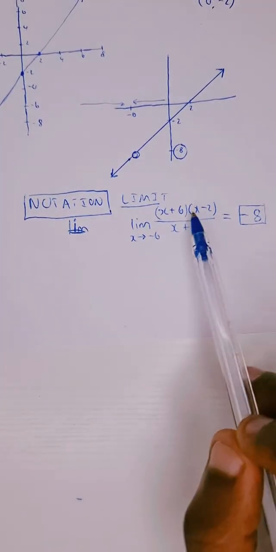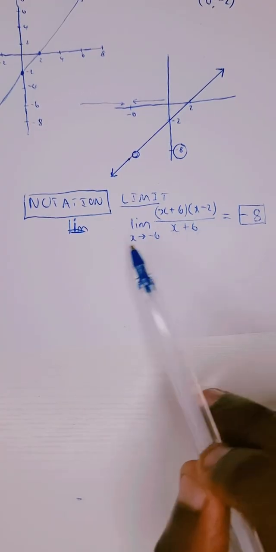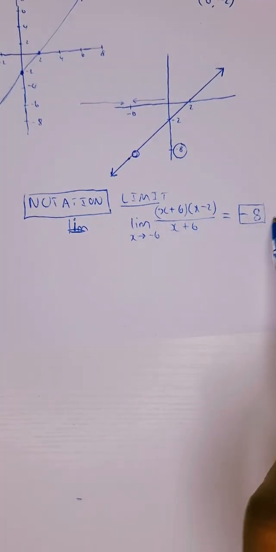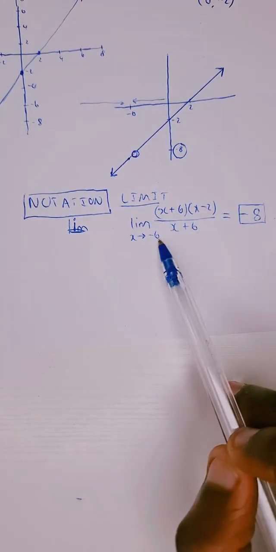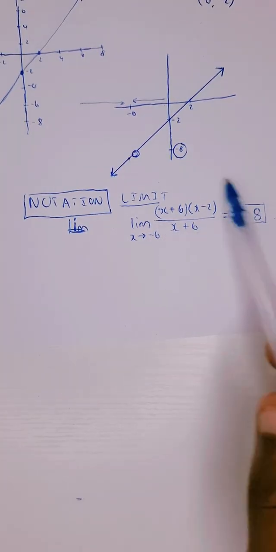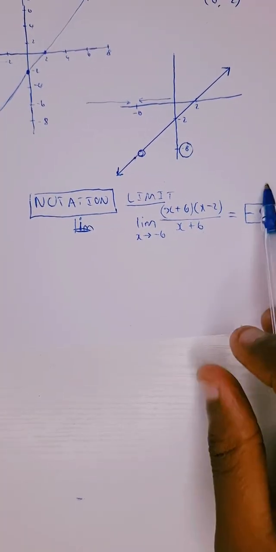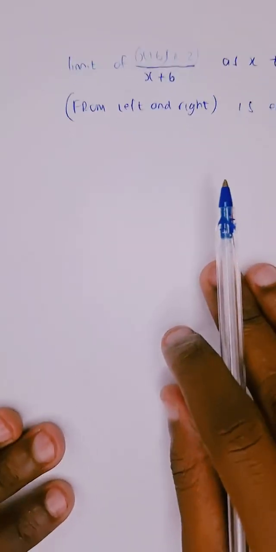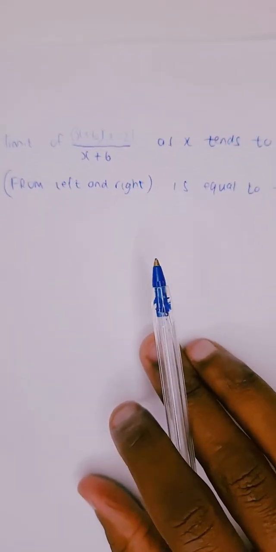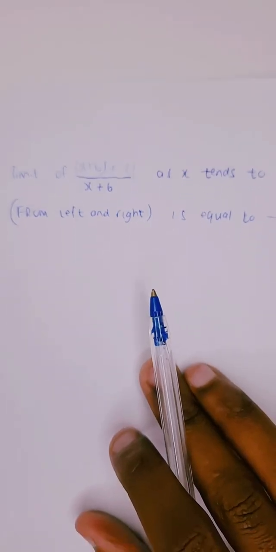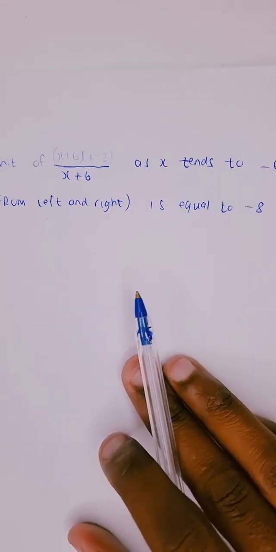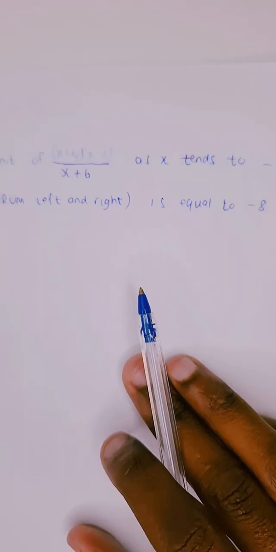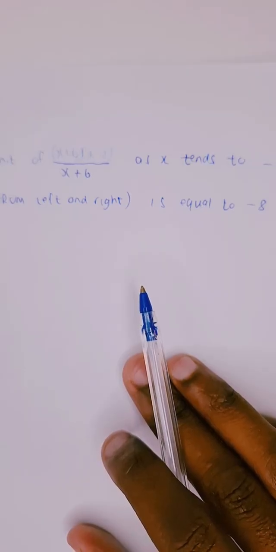The limit of x plus 6 into x minus 2 over x plus 6 as x tends towards negative 6 is equal to negative 8. That's how you read a limit. Okay, that's how you read that notation. So I hope we are all able to read that notation at all times. I hope that's clear.